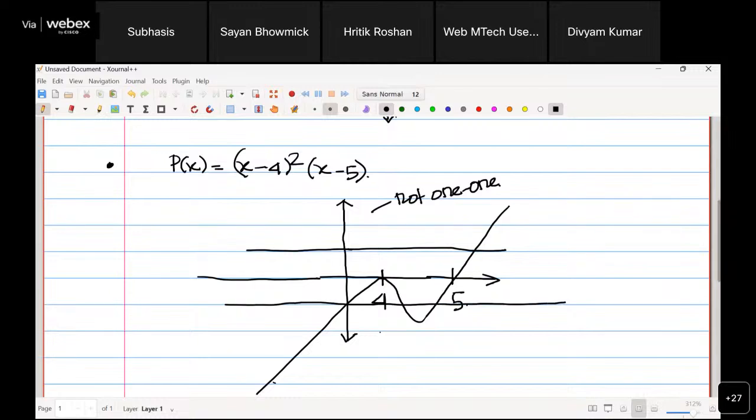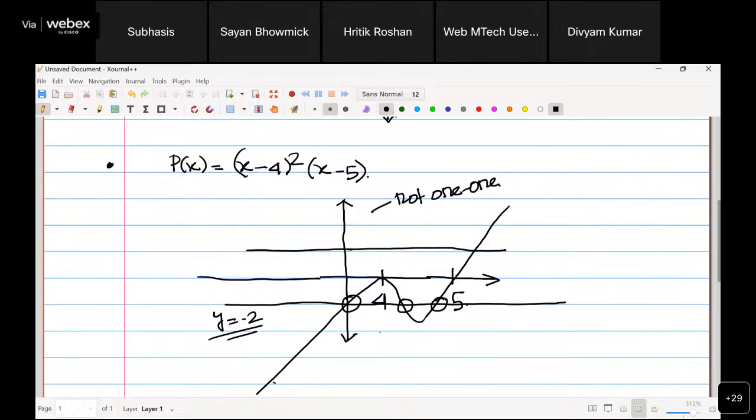No, if I draw the line y equal to -2, let's say, this is my line. It is cutting at 3 points, right? Y is equal to -2, it's cutting at 3 points. This is 1 point, this is 1 point, this is 1 point. So it is cutting at 3 points.